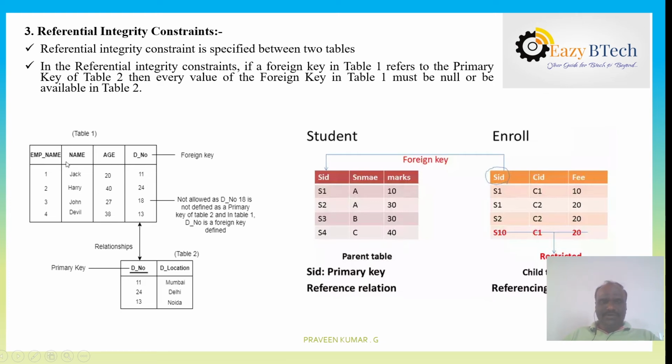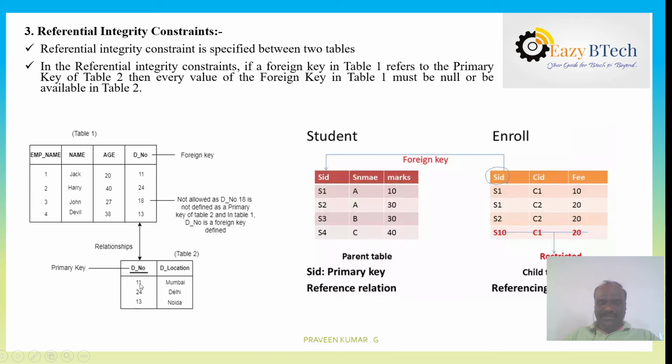In this another example, employee name, employee number, age and department number. Here 11, 24, 18. Here 18 is not allowed as a department number, because 18 is not defined as a primary key.